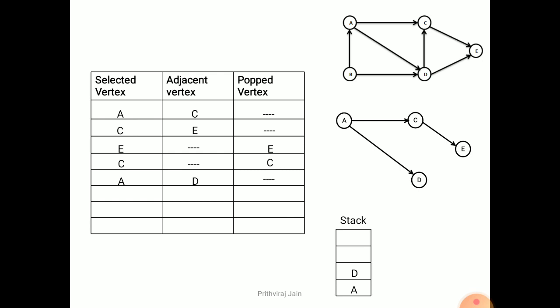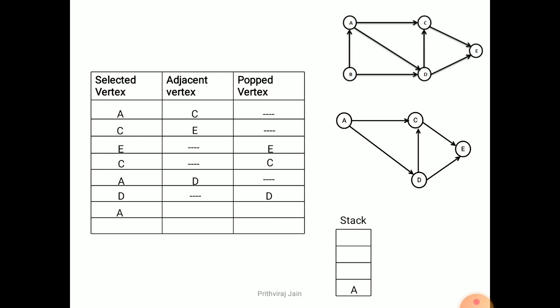Now based on the top of the stack we have D, so the next selected vertex is D. From D, the adjacent vertices are C and E. Both C as well as E are visited, so there is no unvisited adjacent vertex for D. The adjacent vertex is nil. Then we pop the element D from the stack. So the popped vertex is D.